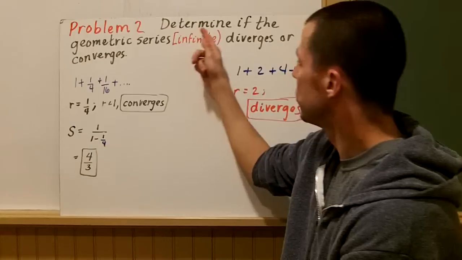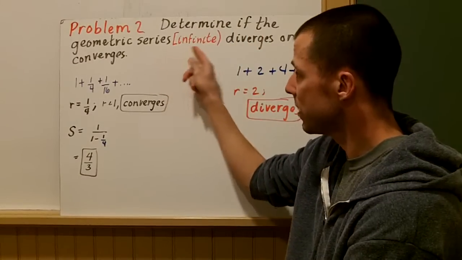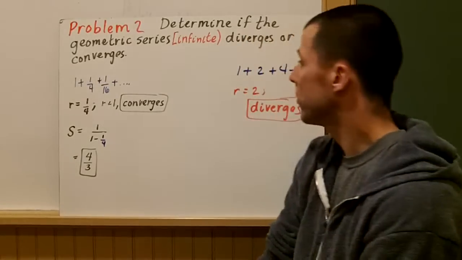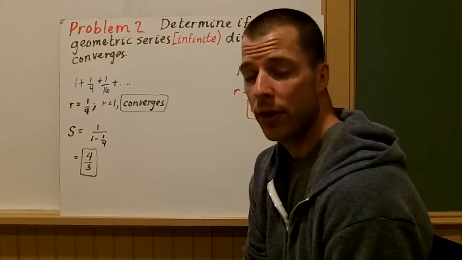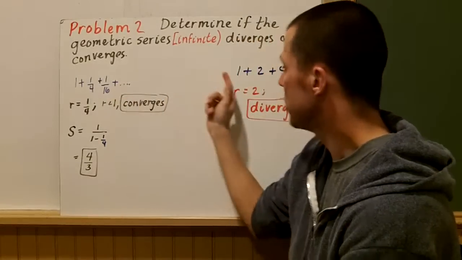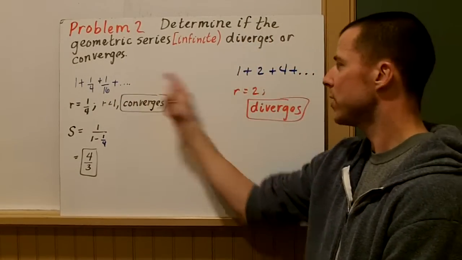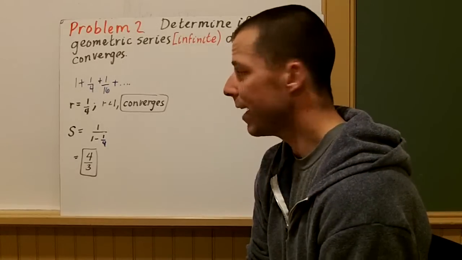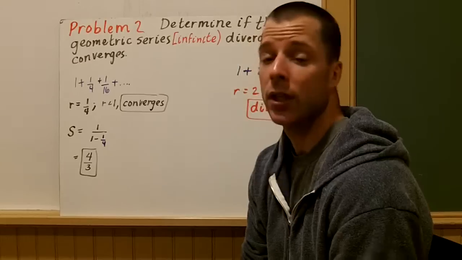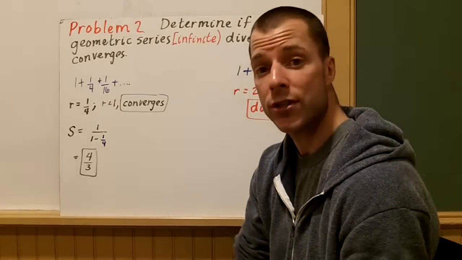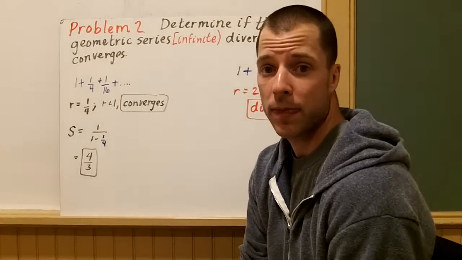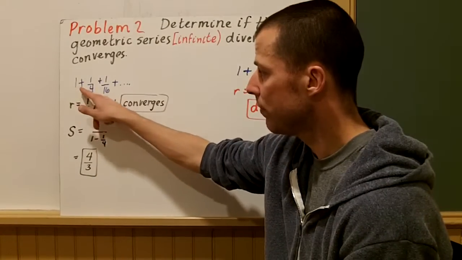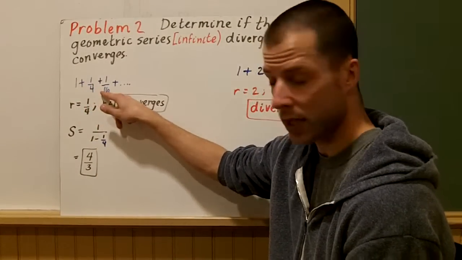Problem number 2. Determine if the geometric series, if it's infinite, diverges or converges. Okay, so these are both infinite. How do we know? Both these series have the plus dot dot dot. Okay, so they're infinite. Now, how do we know if they converge or diverge? You look at your R value, the sum of an infinite geometric series. So you look at R, in this case, 1 plus 1/4 plus 1/16.